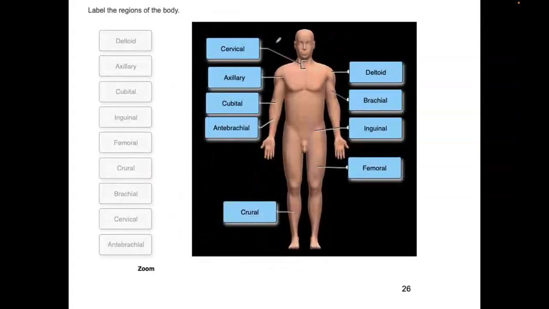Okay. So again, like a drag and drop, you'd see the terms are here, and you'd have to go, all right, cervical is the neck, axillary is the armpit, cubital is the elbow, the forearm is antebrachial, crural is the leg in the front, femoral is the thigh, groin is inguinal, arm is brachial. That leaves you with the rounded shoulder, the deltoid muscle over here.